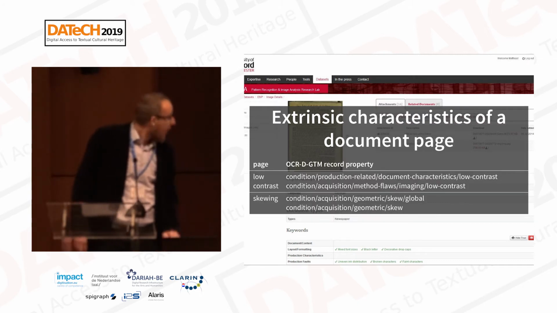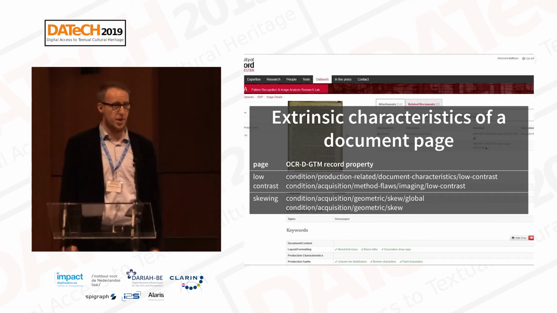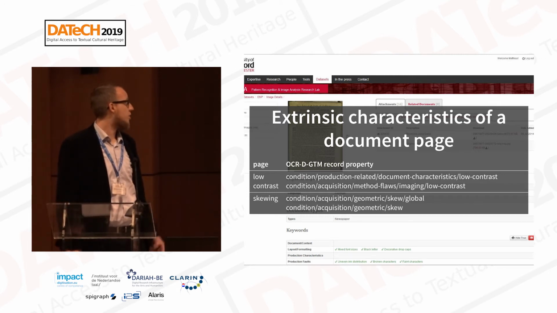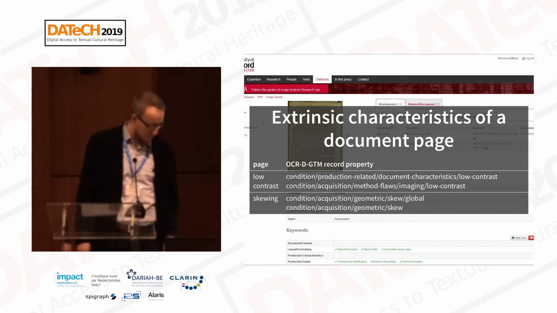Here's some extrinsic examples: the page was scanned with a low contrast, which makes it harder to work with, or more challenging if you want to put it in a positive spin. And it's a bit skewed, so it's not completely aligned with the sides, and might be interesting to train your deskewing algorithm.